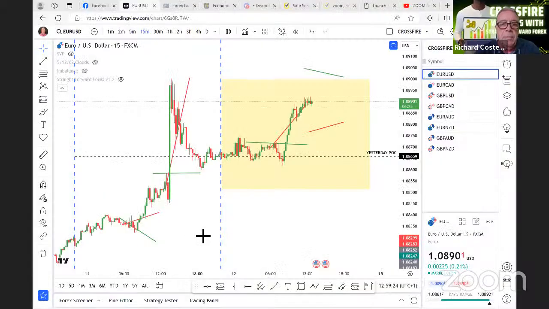Okay, so you should be able to see my TradingView chart. I'm on Euro US dollar, on the 15-minute chart, and you can see that I've got a green trend line roughly above where price is at the minute, and a red trend line roughly below where price is at the minute. I'm looking at the 1 o'clock candle, and I'm waiting for that candle to close.